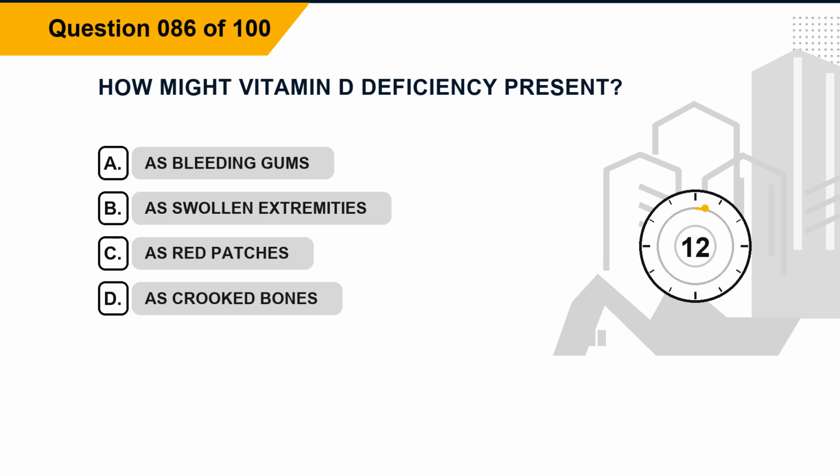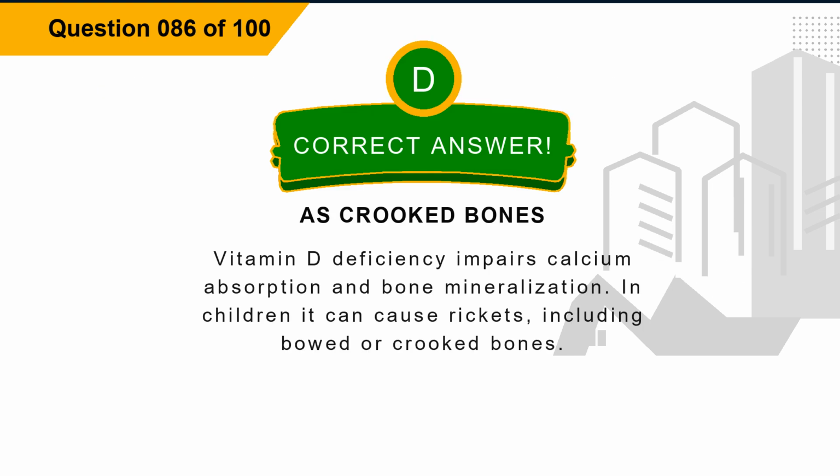Question 86. How might vitamin D deficiency present? Option A, as bleeding gums. Option B, as swollen extremities. Option C, as red patches. Option D, as crooked bones. The correct answer is option D, as crooked bones.